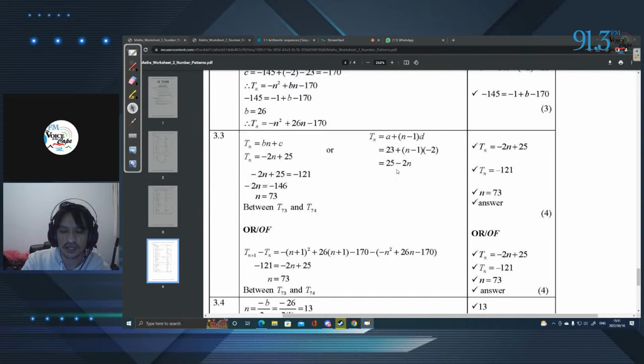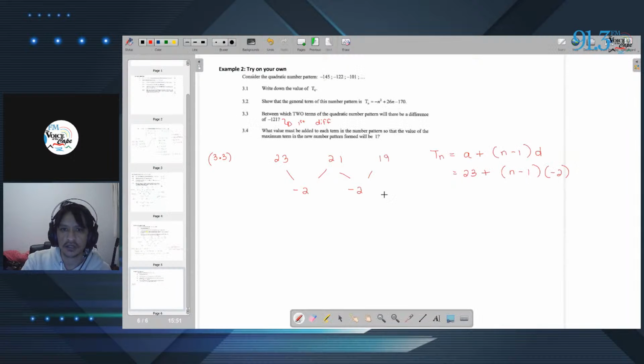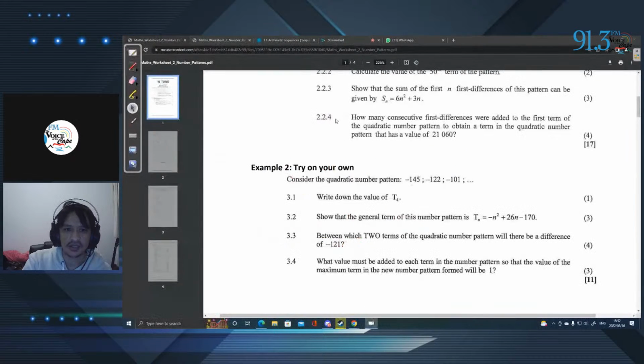And then we state that, if you look over here, I'll just go back here, they asked us about the value negative 121. So we know that the Tn term is going to be negative 121. So we can just write this over here. Well, if that's the case, then negative 121 is equal to 23 plus n minus 1 minus 2. We're going to get negative 121 is equal to 23, and we're going to expand this. We're going to get minus 2n plus 2. And then if we solve for this, we'll get this value over here.